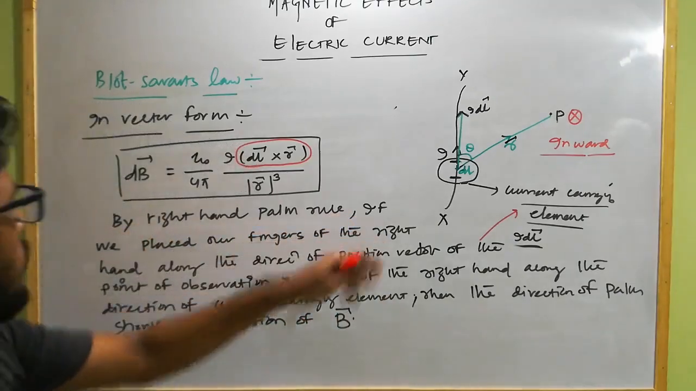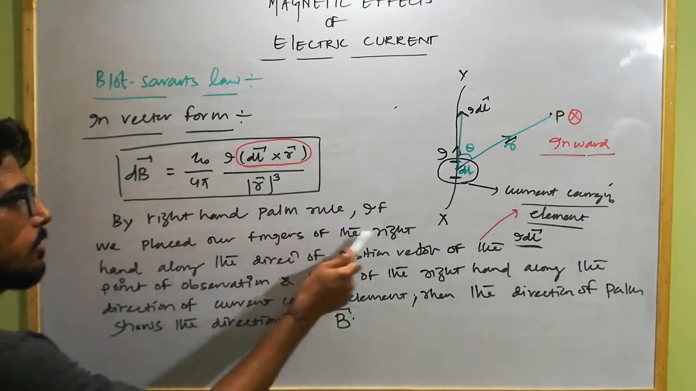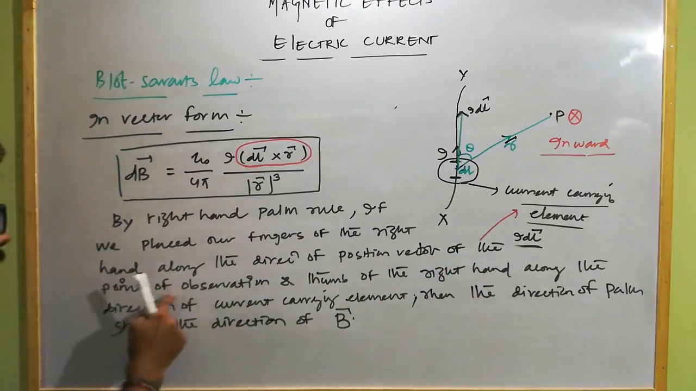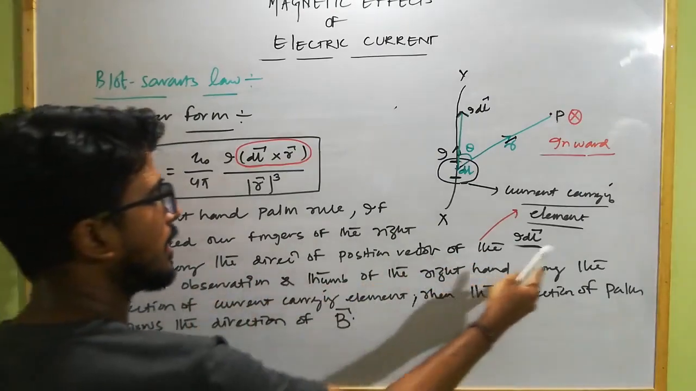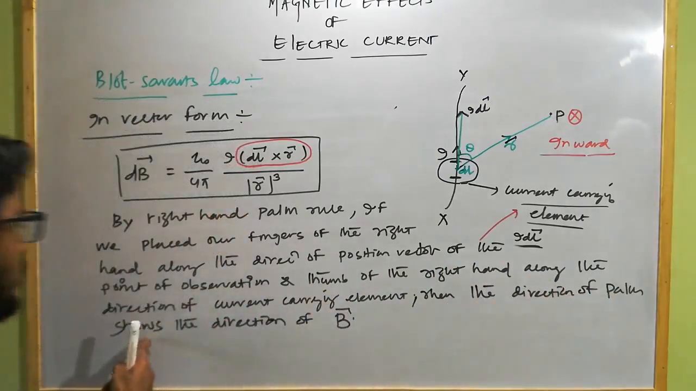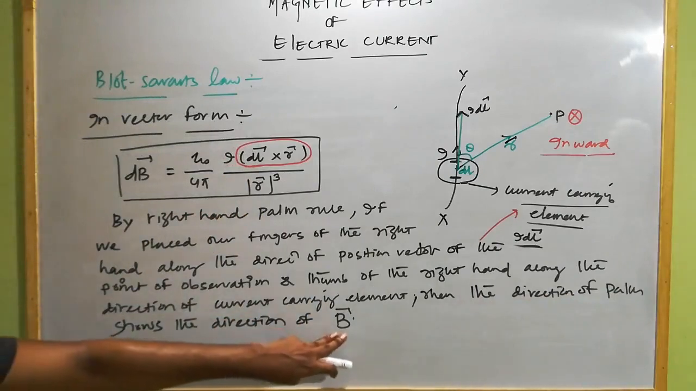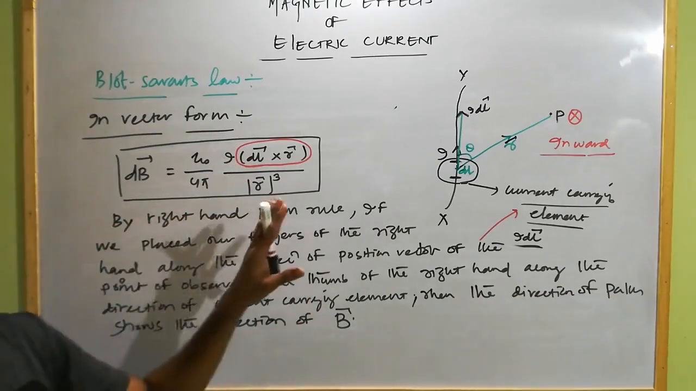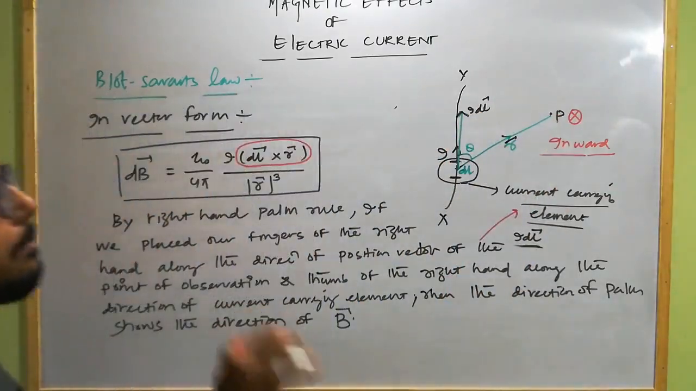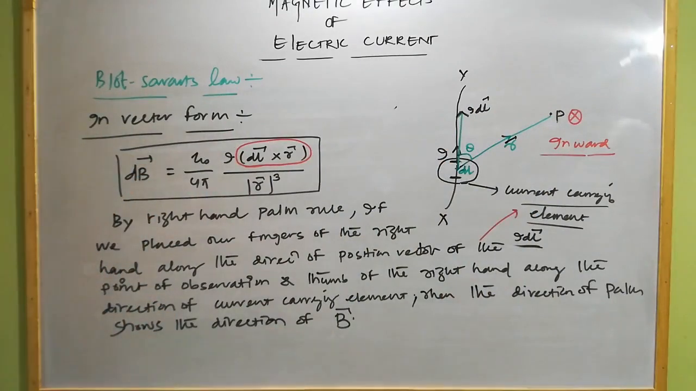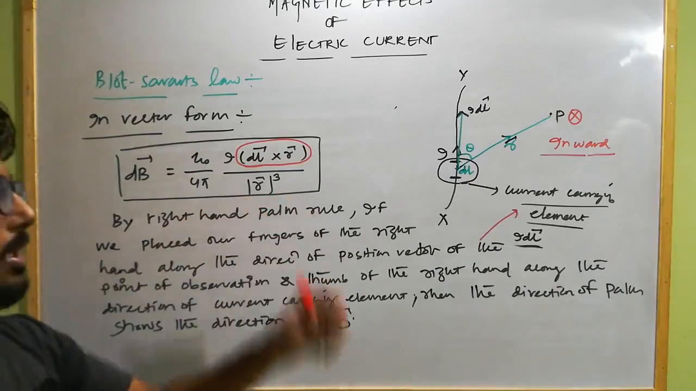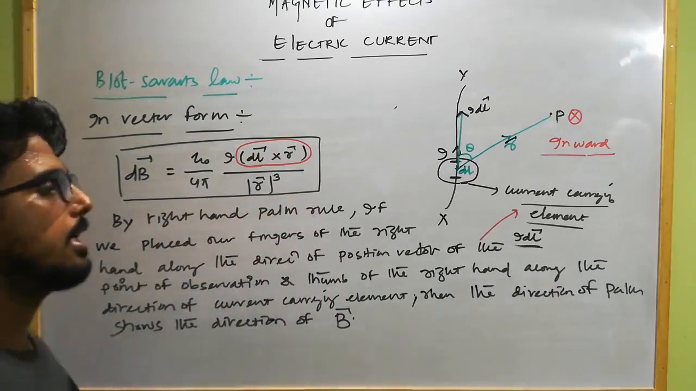By right hand palm rule, if we placed our fingers of the right hand along the direction of position vector of the point of observation and thumb of the right hand along the direction of current carrying element, then the direction of palm shows the direction of magnetic field vector. Clear? So this is how we can calculate the magnetic field strength due to a current carrying conductor at any point close to it by using Biot-Savart's law. And how to determine the direction of magnetic field strength at that place by using right hand thumb rule or right hand palm rule. Clear?